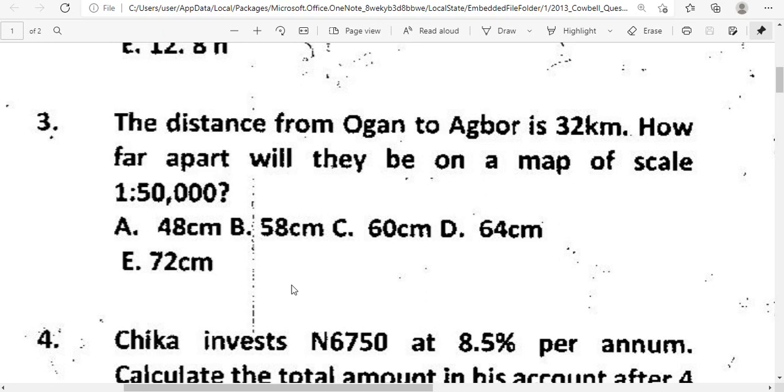One is to 50,000. Read again. Akbar is 72 kilometers. How far, one is to 50,000. Everybody solve. 1 minute.